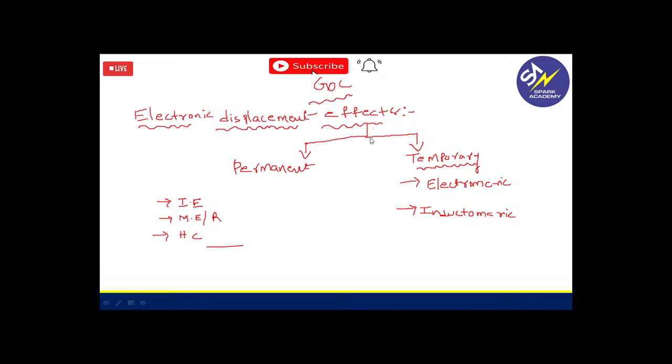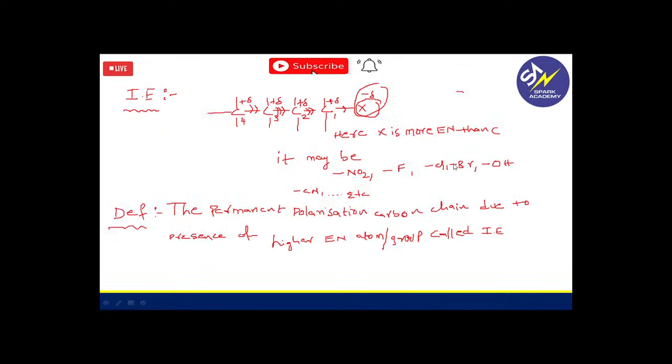Electronic displacement effects are classified into two types: permanent effect and temporary effect. Examples of permanent effect: inductive effect, mesomeric effect, and hyperconjugation. Examples of temporary effect: electromeric effect and inductomeric effect. Why are these called permanent effects? These act in any situation. Temporary effects act on demand of the reagent.